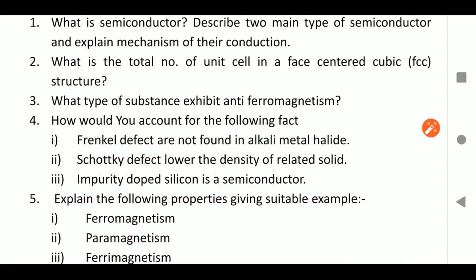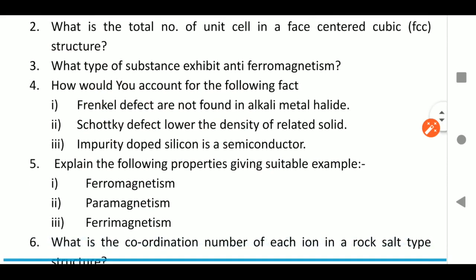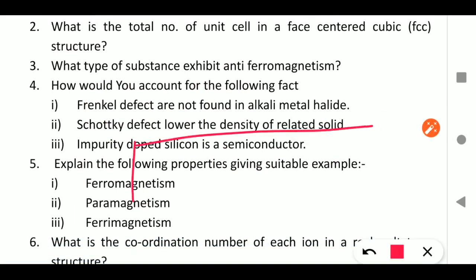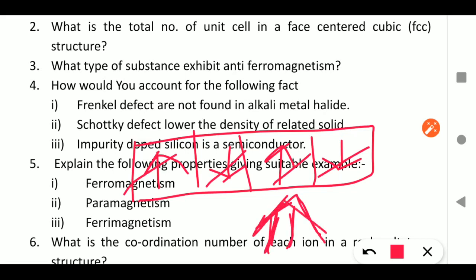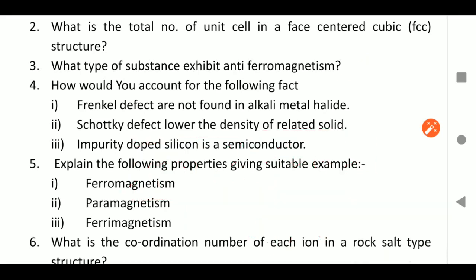Now come to the third question. What type of substances exhibit antiferromagnetism? Those in which there is an equal number of parallel and anti-parallel alignments of the magnetic moments of unpaired electrons. They cancel each other, and neither reinforce nor oppose the applied magnetic field. Such substances are known as antiferromagnetic substances. For more detail you can watch the last video, video number 10.